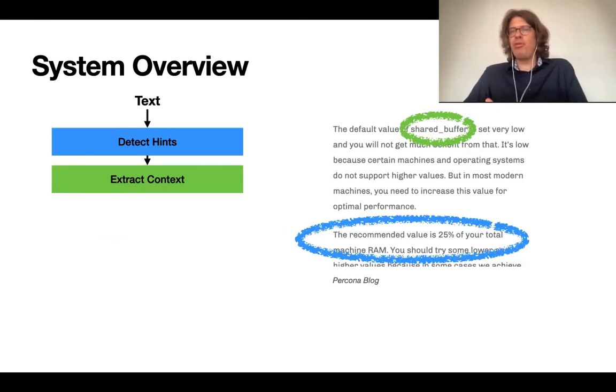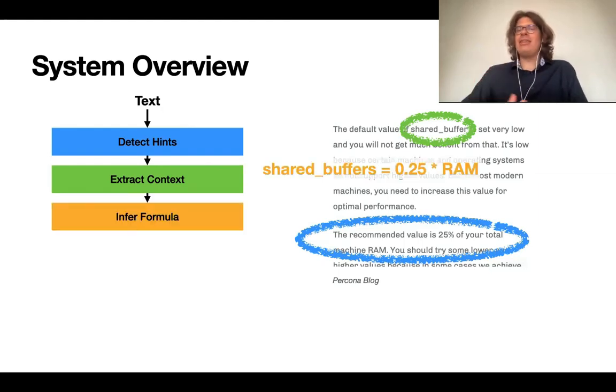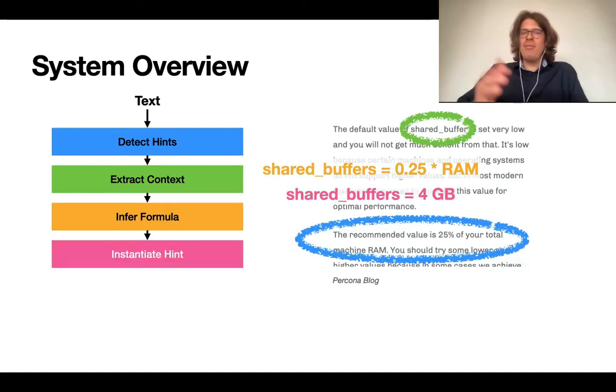And once we have both the context and the tuning hint, we can translate it into a formula, which here is again relative to the amount of RAM. In order to get a concrete value for tuning, we have to instantiate this formula for a specific system, and now we can set the parameter to the proposed value.